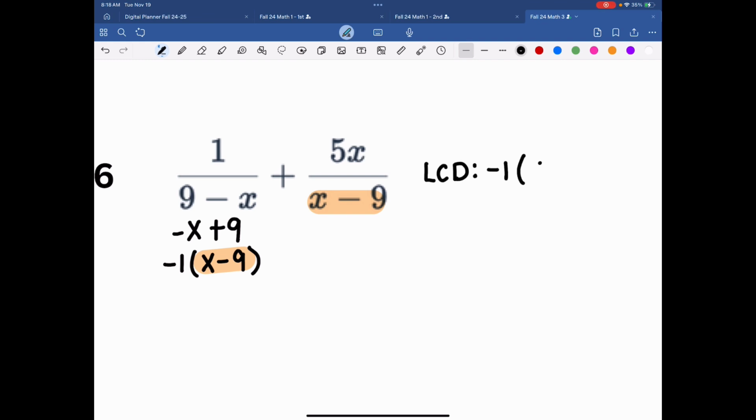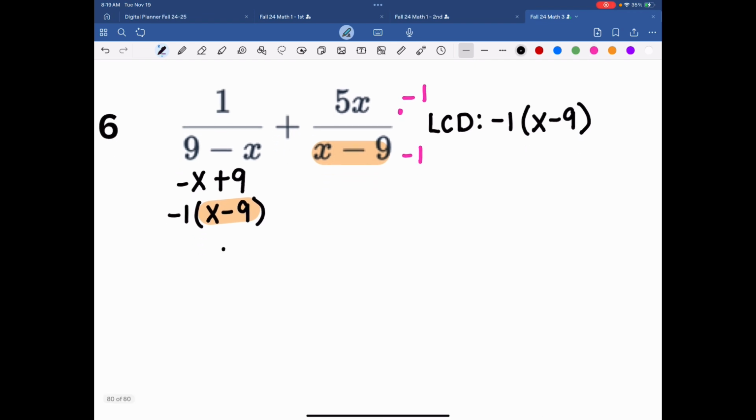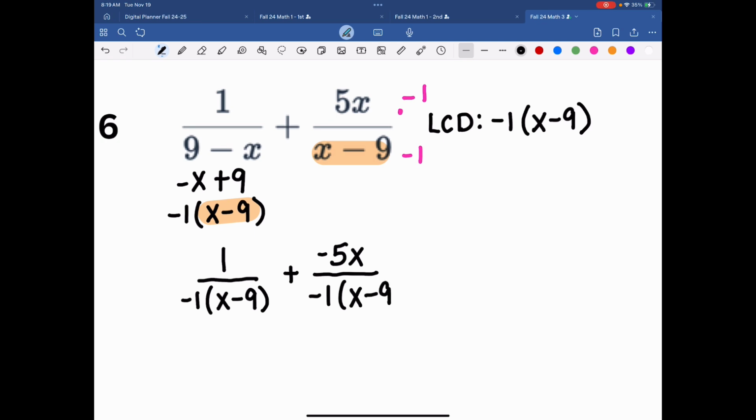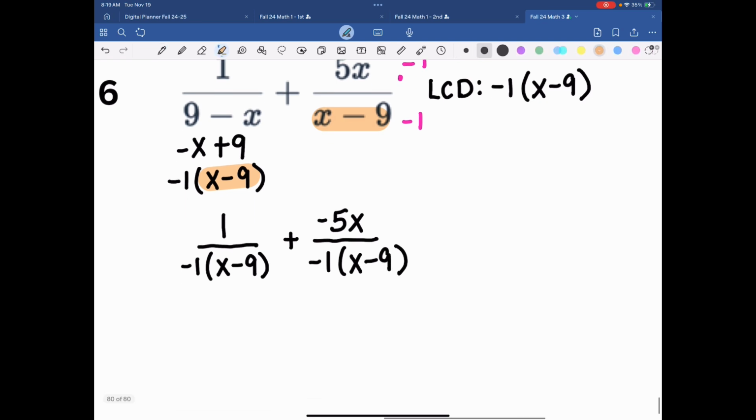So our LCD for this problem is going to be negative 1 times x minus 9, because they have x minus 9 in common, but that negative 1 is still part of the problem. So the only thing that I need to do is multiply this one by negative 1 in the top and negative 1 in the bottom. So this is going to be 1 over negative 1 times x minus 9 plus negative 1 times 5x, which is negative 5x, over negative 1 times x minus 9.